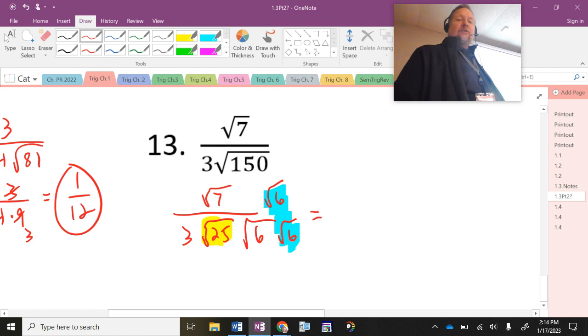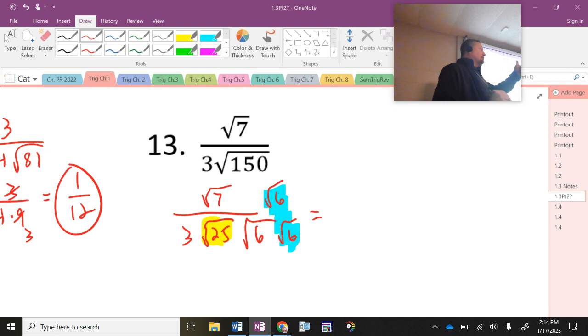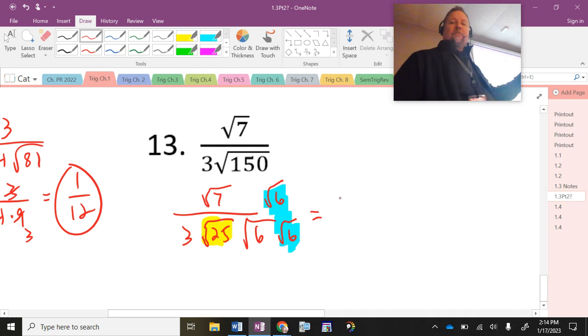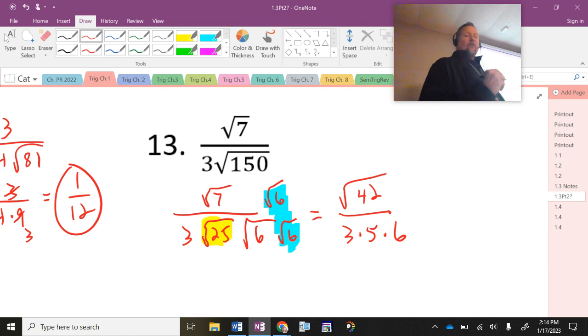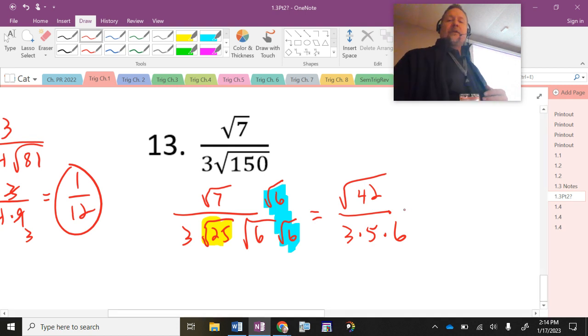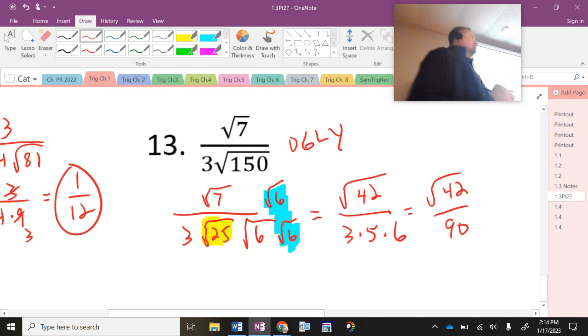So root 7 times root 6. Why is that done? 7 is prime. 6 is 2 times 3. Those are all prime. So 7 times 6, 42. Nothing can break out. And then this is 3 times 5 times 6. Again, for some reason mathematicians hate radicals in the denominator. And then, of course, we have to multiply these. I do 6 times 5 is 30. 30 times 3 is 90. This is ugly. Too much. But I just thought I'd still go through it.